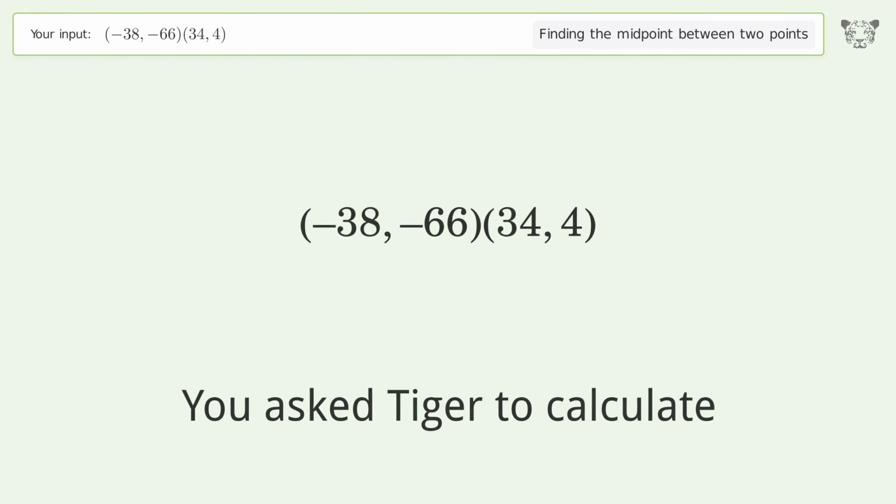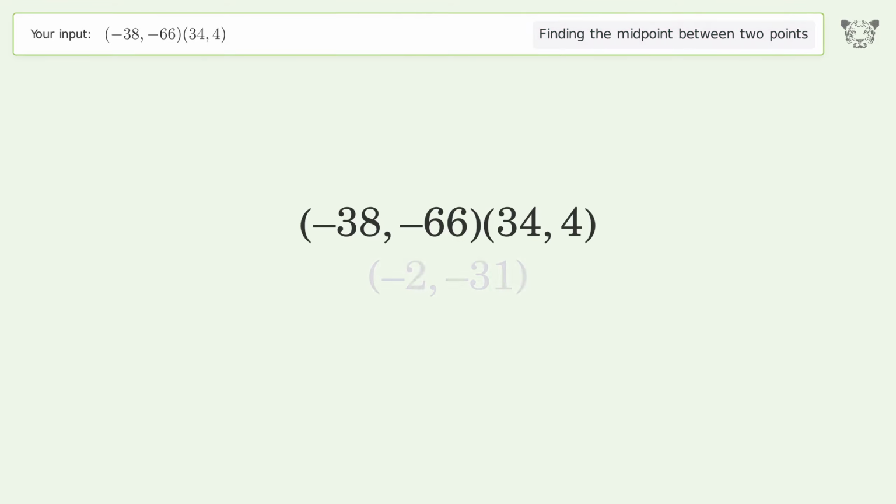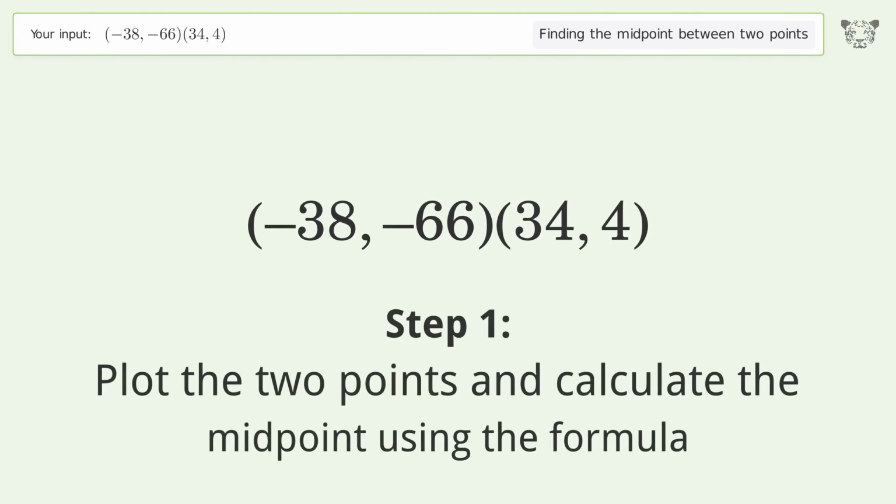You ask Tiger to calculate. This deals with finding the midpoint between 2 points. The midpoint between the 2 points is -2, -31. Let's solve it step by step. Plot the 2 points and calculate the midpoint using the formula.